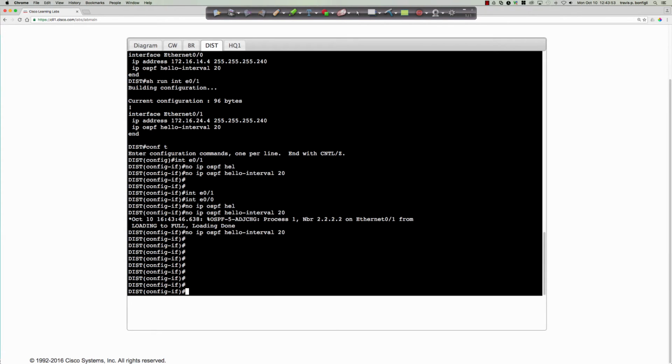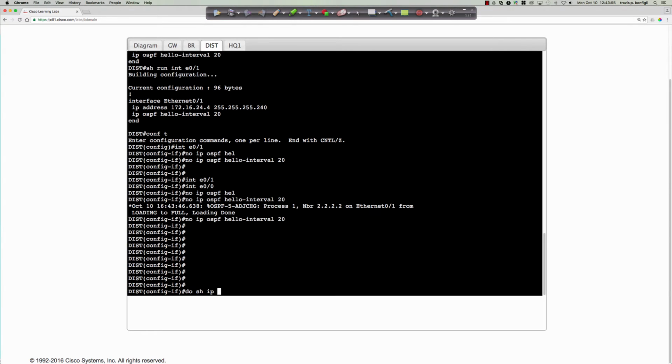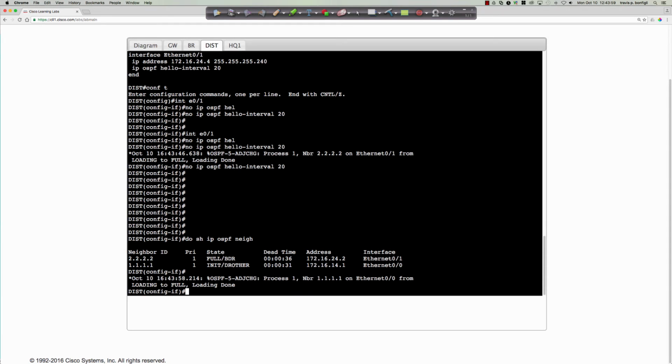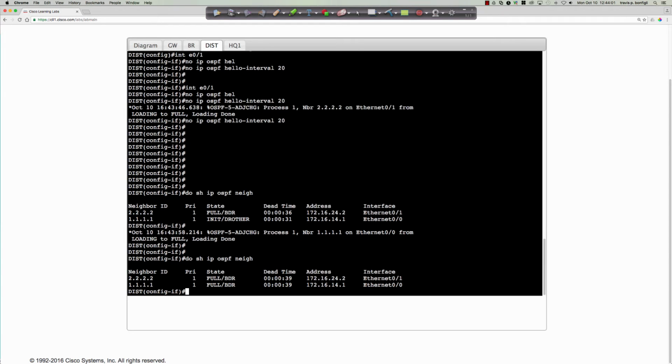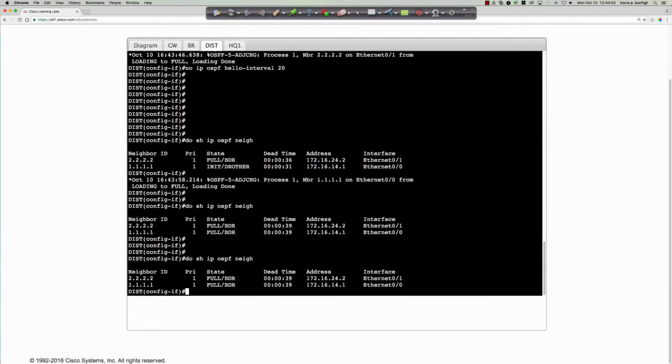Or there's the first one with neighbor 2. So do show IP OSPF neighbors. Yeah, I was definitely not looking for that. There we go. We were in the init. All right, and now we are up.